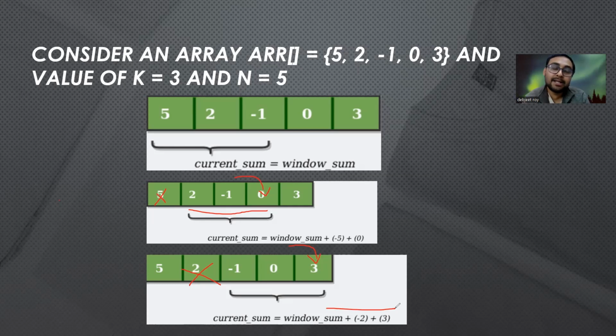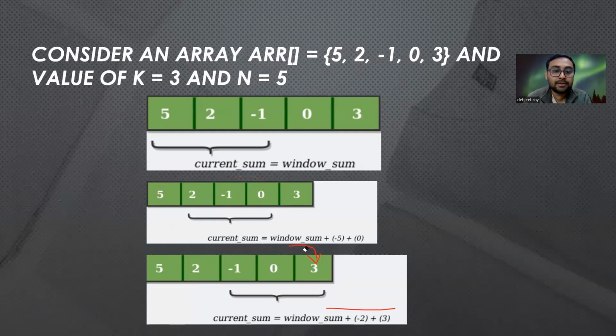And then I'm adding the next particular index value, which is coming under the new window. Okay. So like this, it is getting calculated. I hope you are getting the clarity on this. Okay. So now let me show you through code as well so that you will get more clarity on it.